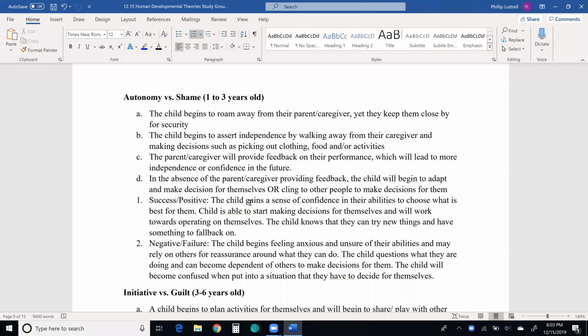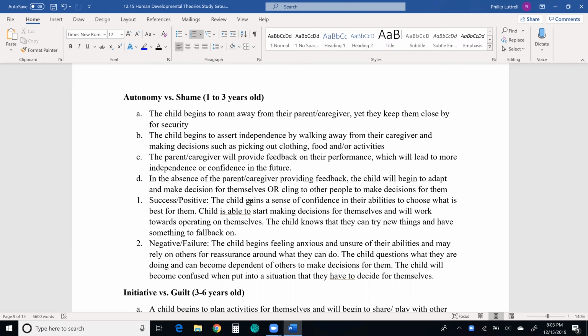So success or positive here is where the child gains a sense of confidence in their abilities to choose what is best for them. So the child is starting to make decisions for themselves and will work towards being able to operate and navigate their system based on what works for them. So the child knows what they can try.